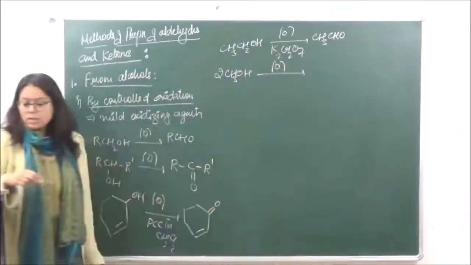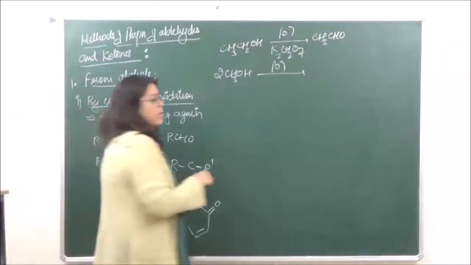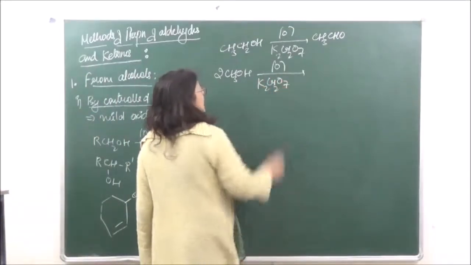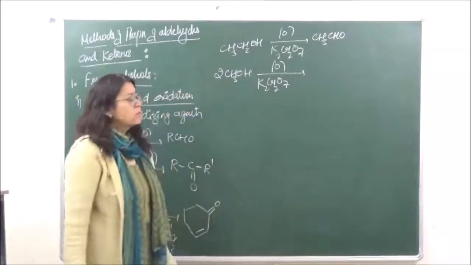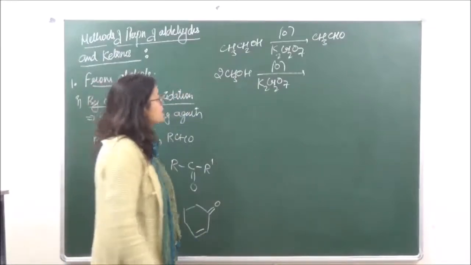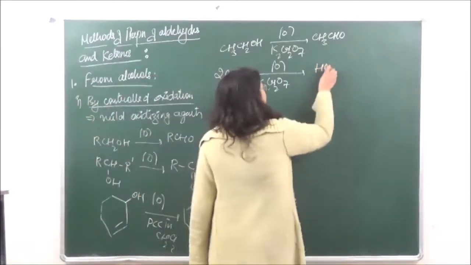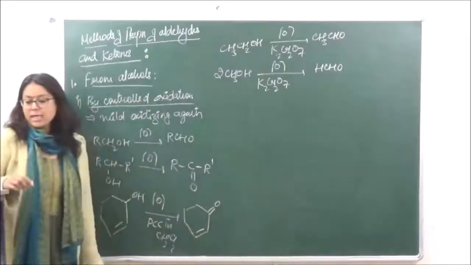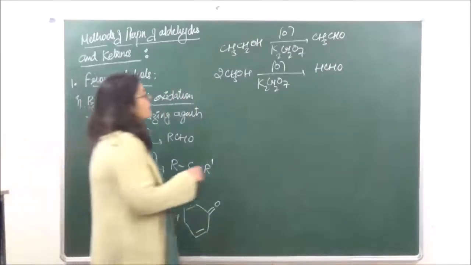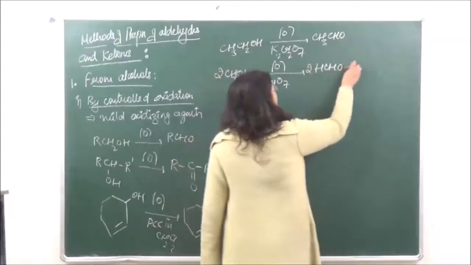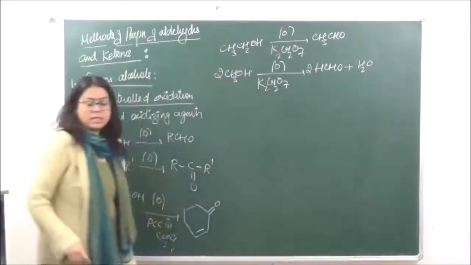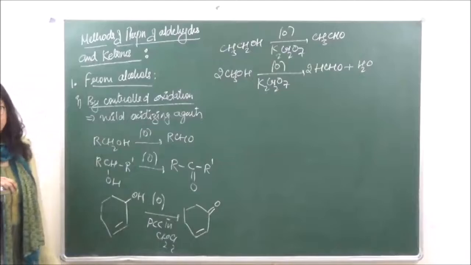Or if we have methyl alcohol, again we are doing the oxidation in presence of acidified K2Cr2O7. Acidified K2Cr2O7 means that we put a little amount of dilute acid in this. This is going to give us formaldehyde, HCHO. ठीक है, and plus this is going to give us a molecule of water. It is converted into its respective aldehyde.